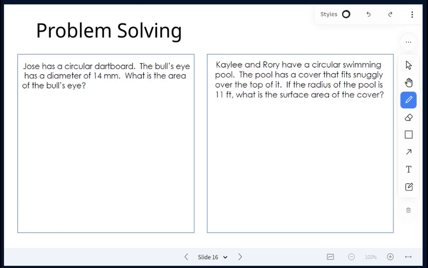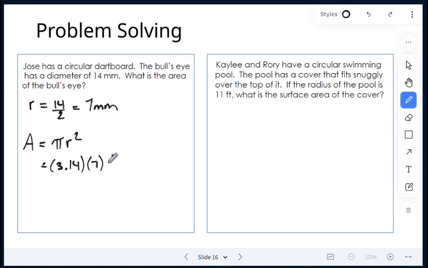All right, so for the first problem, where we're figuring out the area of the bullseye, we are given diameter. So the first thing we have to do is figure out the radius. Radius would be 14 divided by 2, which gives me 7 millimeters. Next is our formula for a circle. Area equals pi r squared. So 3.14 times 7 times 7, and that gives me 153.86, and that would be millimeters squared.